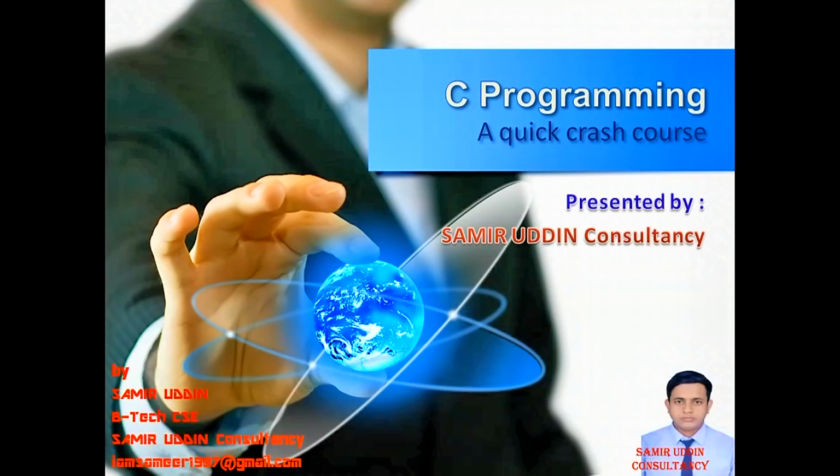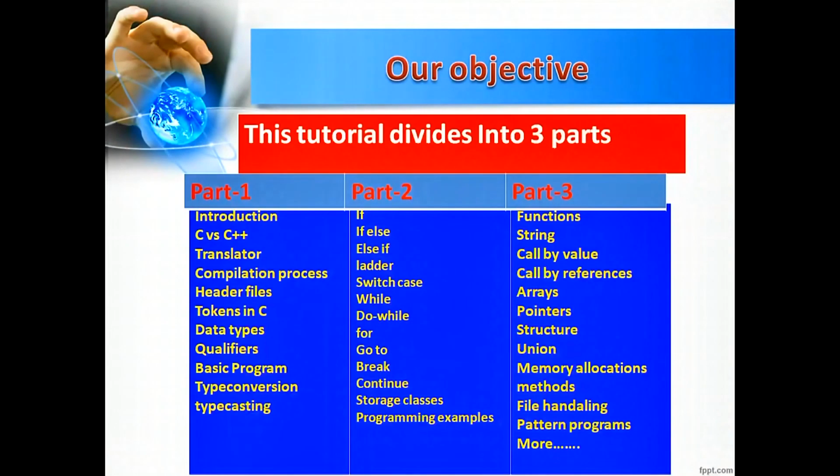Today I am going to start a C programming crash course for beginners. This tutorial is divided into three parts: Part 1, Part 2 and Part 3. These three parts will complete the whole C programming concept. In the first part, we will discuss these topics.